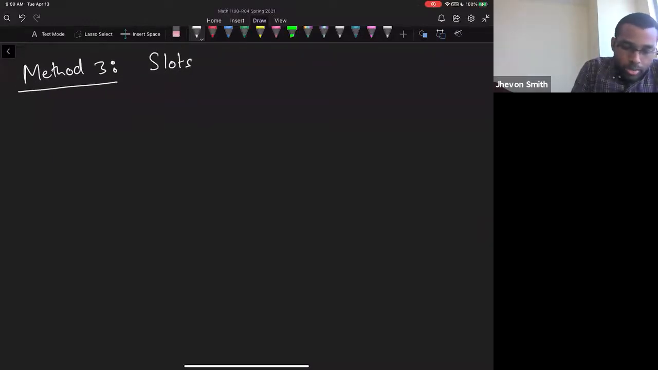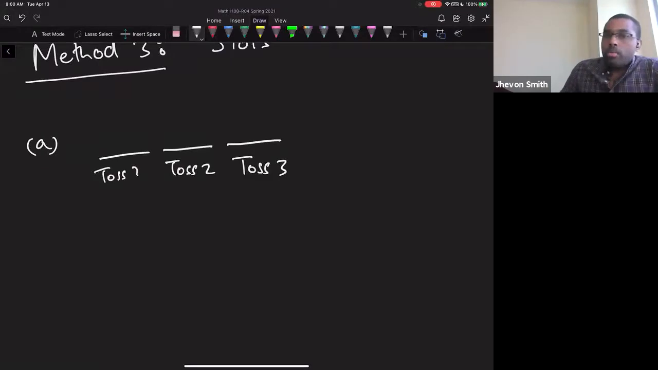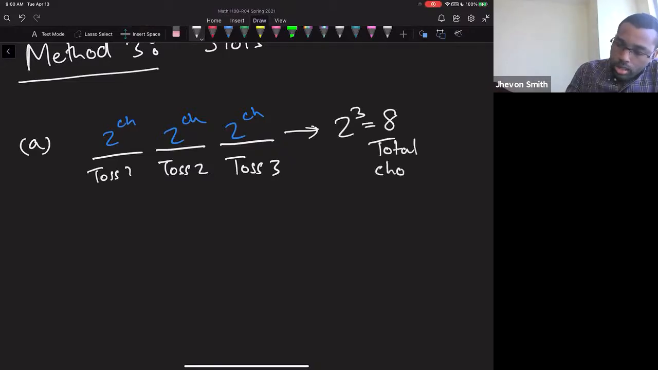So for A, you imagine that there are 3 slots: toss 1, toss 2, toss 3. Right? So you know you have 2 choices here, 2 choices here, 2 choices here. This means we have 2 to the 3 equals 8 total choices. Multiplication rule.